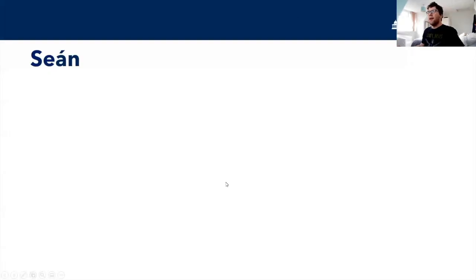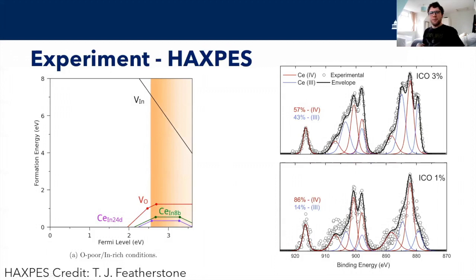So I'm going to now talk about one experimental technique that we can use to look at defect charge states, and that is HAXPES, or hard X-ray photoelectron spectroscopy. So if we first focus on the left-hand side of this figure, it's the same transition level diagram that I showed you earlier, where we looked at the oxygen vacancy. But now we're going to consider these two cerium on indium defects.